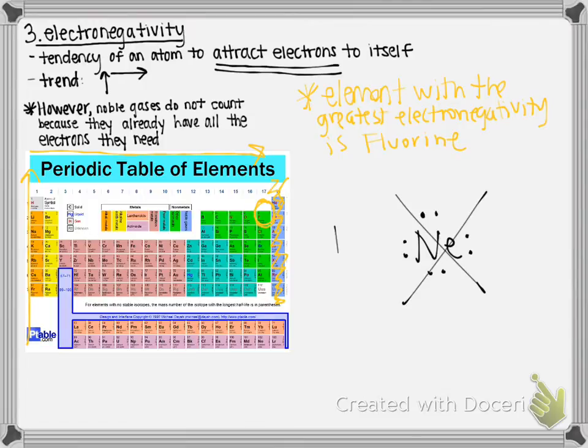If we look at fluorine, though, fluorine has 7. Fluorine is almost there. All it needs is one more to go right here. And so it really, really wants another electron. And so its tendency to attract electrons to itself is going to be really strong. And so that's why it is the most electronegative.